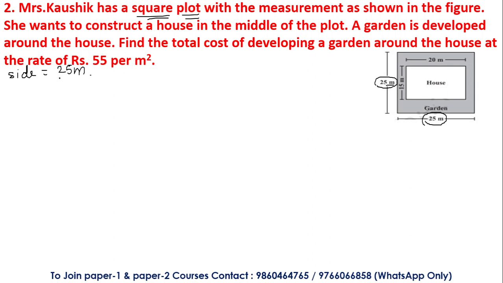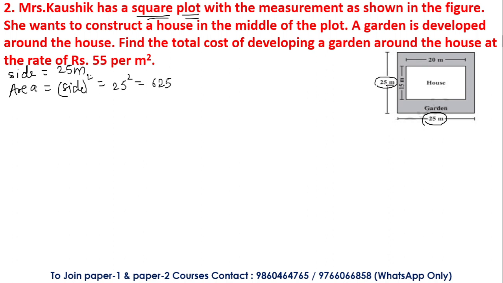So I can find out the area of the whole plot. Now we know the area of the square is equal to side square. So the area of the plot will also be equal to side square. We know the side is equal to 25. 25 square is equal to 625. Now we got the area.